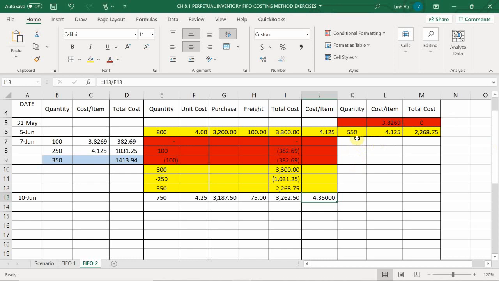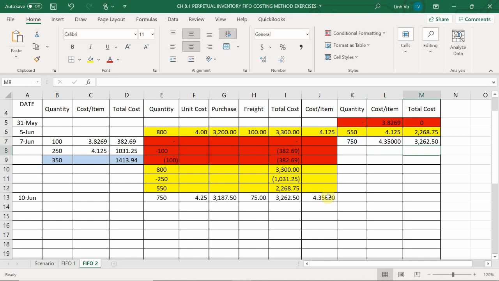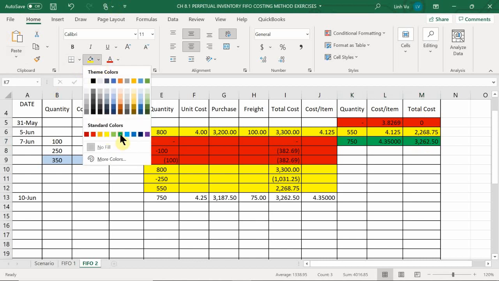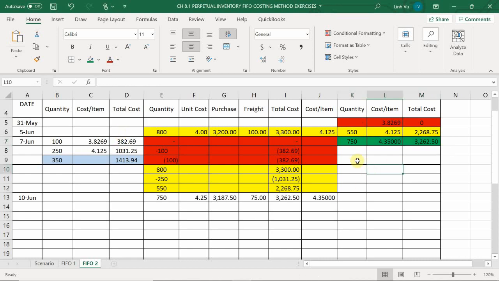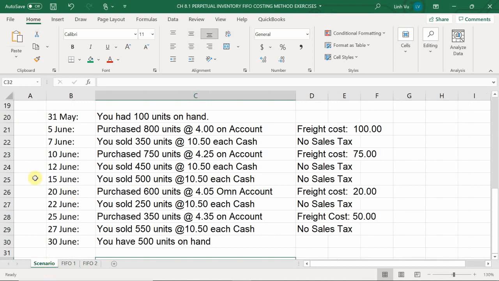All right. So let's again plug that number into my inventory on hand side. So I know that I have another batch of inventory left available on hand. And I'm going to make this batch, we'll make it green. Okay. All right, let's see what's next.